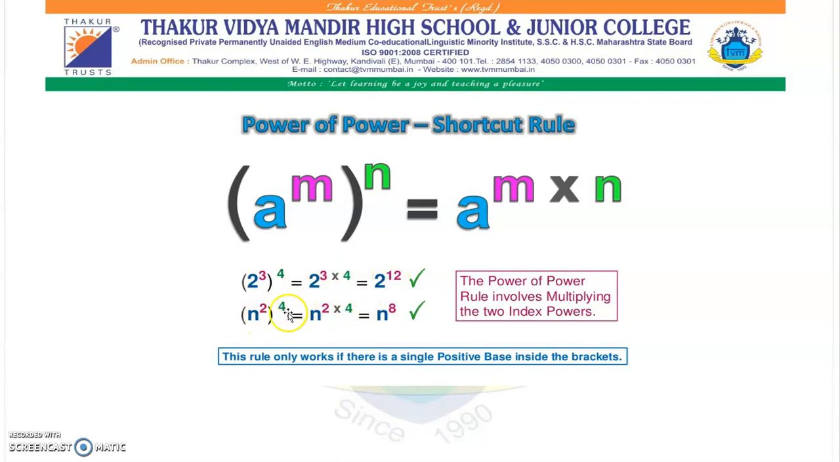n square raised to the power 4. When we open the bracket, it will be equal to n raised to 2 into 4, equal to n raised to 8. The power of power rule involves multiplying the two index powers. Here we are multiplying the two index powers. You can observe that.